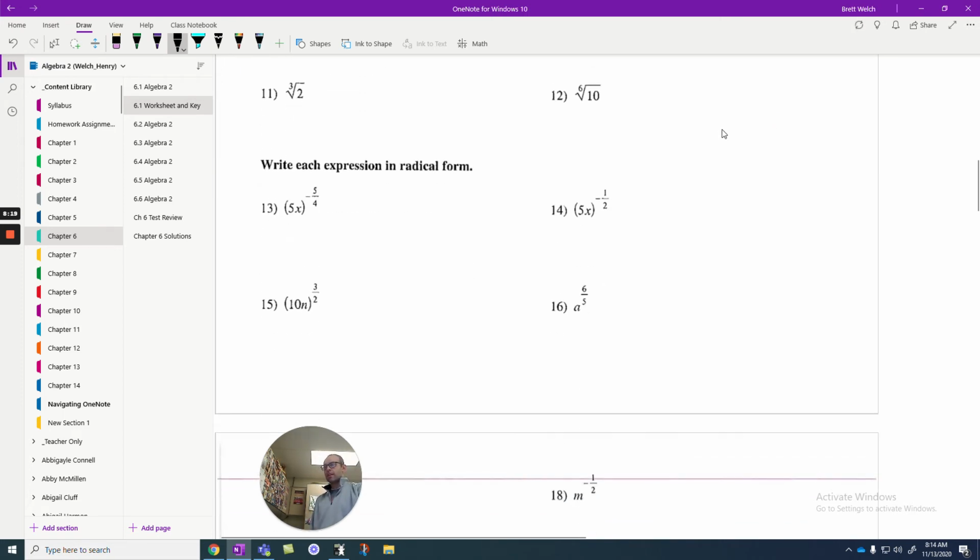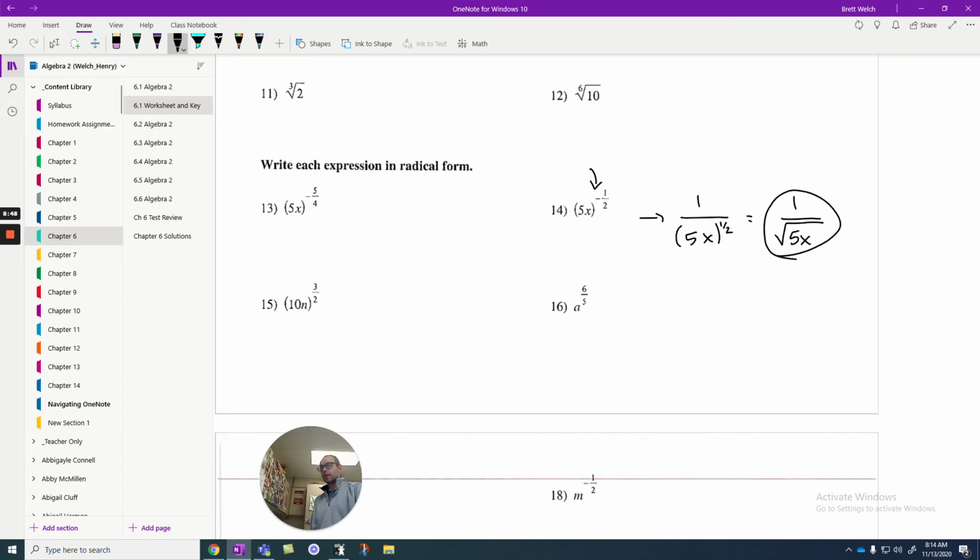Other rules that we need to think about. Negative exponents. We learned about this back in 5.1. When you have a negative exponent, that means it's going to need to go to the denominator. In other words, we're going to have 1 over 5x to the positive 1/2. Well, then I still have to turn the 1/2 exponent into a root. 1 over a 1/2 exponent is the same as a regular square root, and I'll dump the 5x in there.